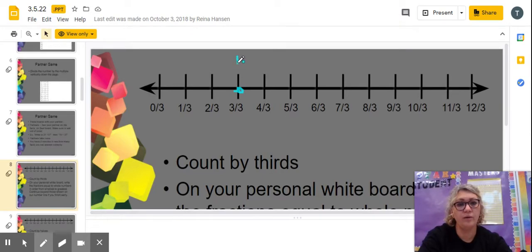So then we're going to draw 1. 4/3, 5/3, 6/3 is equal to 2. 7/3, 8/3, 9/3 is equal to 3 wholes. 10/3, 11/3, 12/3 is equal to 4 wholes. Because 12 divided by 3 equals 4, 9 divided by 3 equals 3, 6 divided by 3 equals 2, and 3 divided by 3 equals 1.